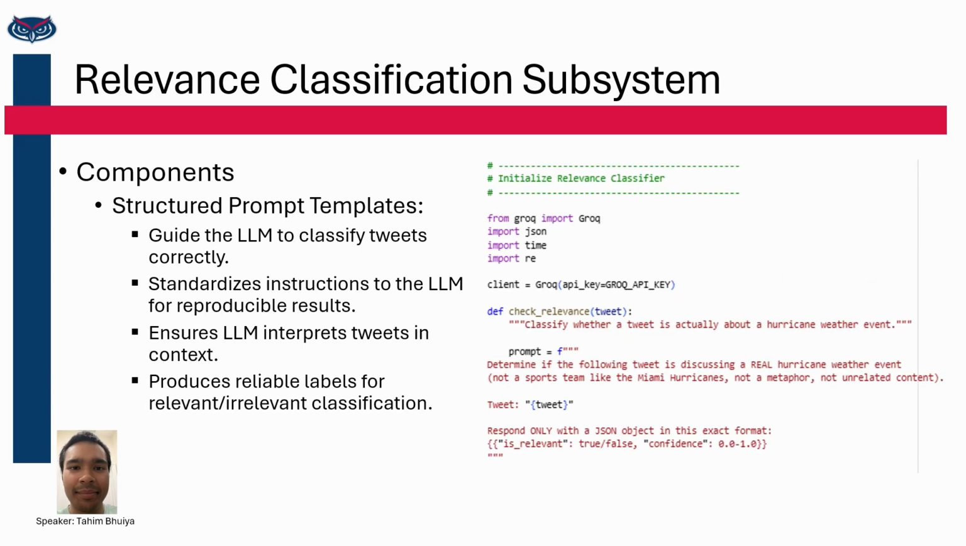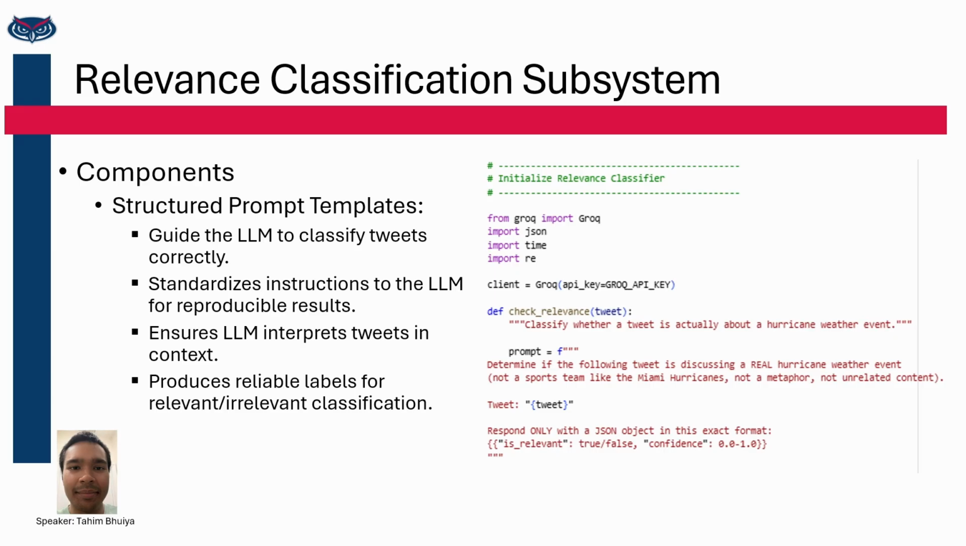Now taking a look at our structured prompt templates, which will be a key component that help guide our model in classifying tweets accurately. They help standardize the instructions we give to the model, ensuring that the results are reproducible and consistent across all the tweets. As we can see on the snippet on the right, we give it very clear instructions on determining whether a tweet is relevant or not, and we are even able to specify how we would like the model to respond to us when it finds its results. And by providing this clear context, these prompts help the LLM interpret subtle language cues and ultimately produce reliable labels for whether a tweet is relevant or not.